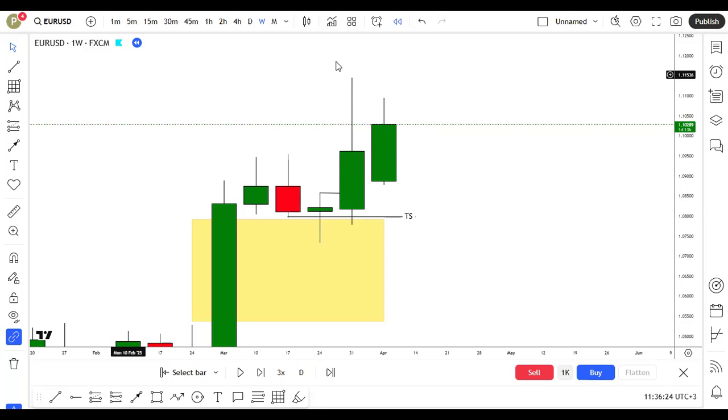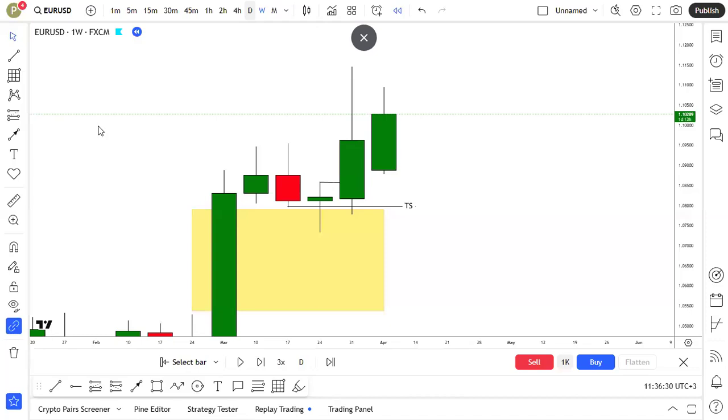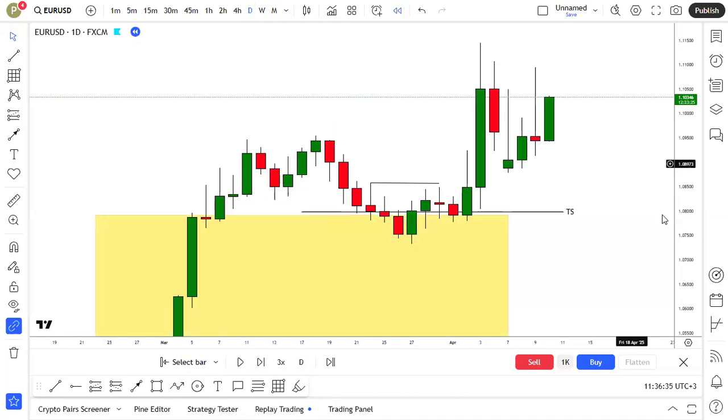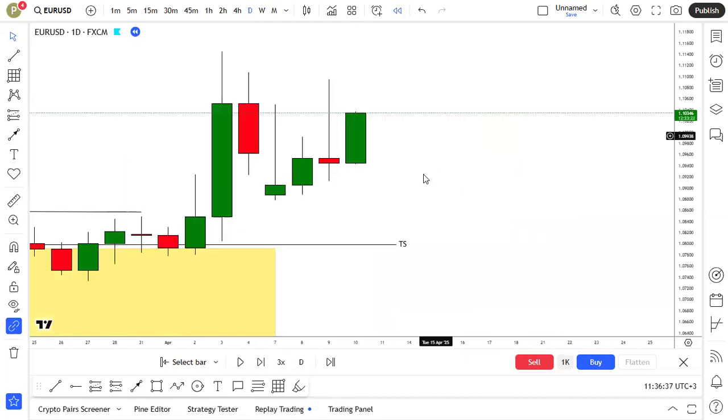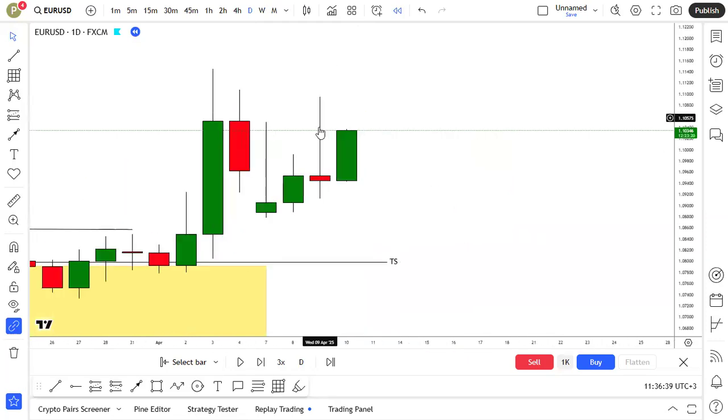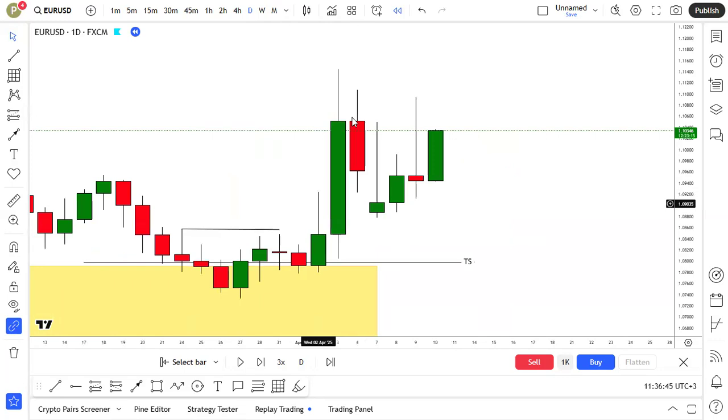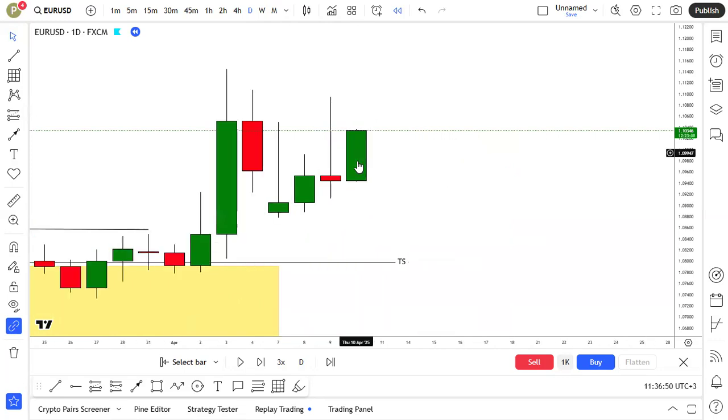Let's check on the daily. So this is the daily. Looking on the daily, you can clearly see that price has formed this bullish candle. Because we are following the weekly buyers, this candle on the daily, which was last reformed, is also bullish, which shows that price will keep on going higher. Price will keep on going higher, and this is going to be our target.